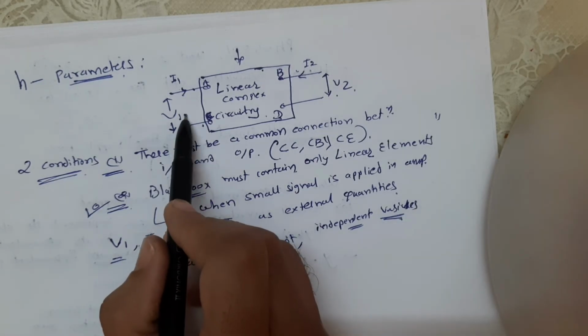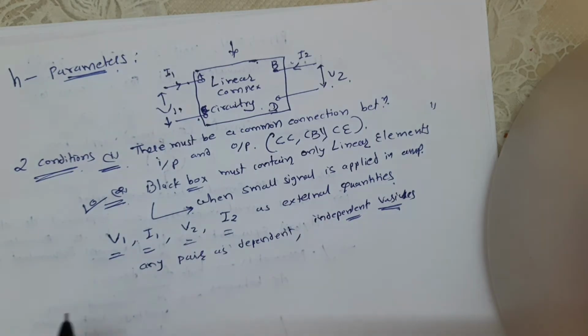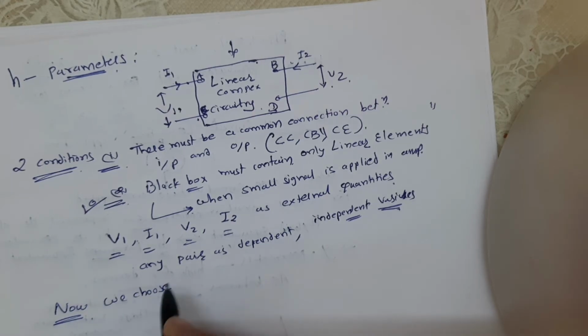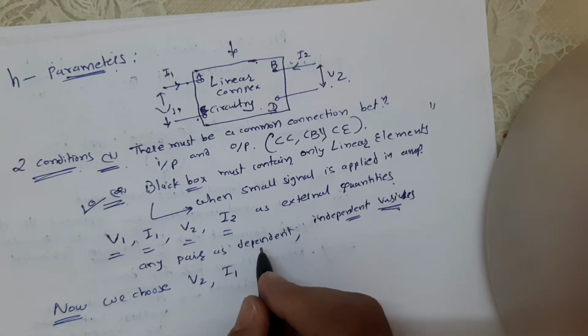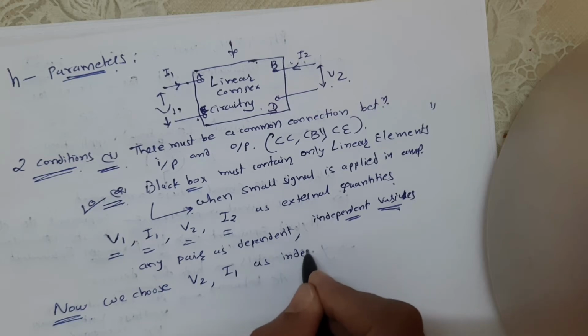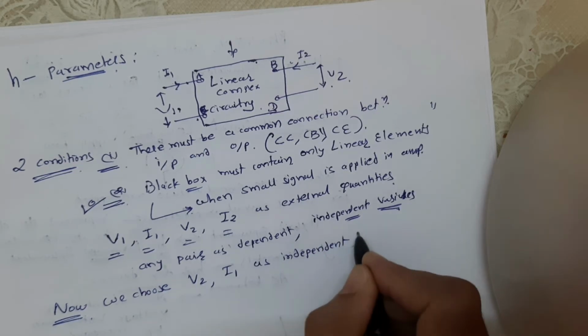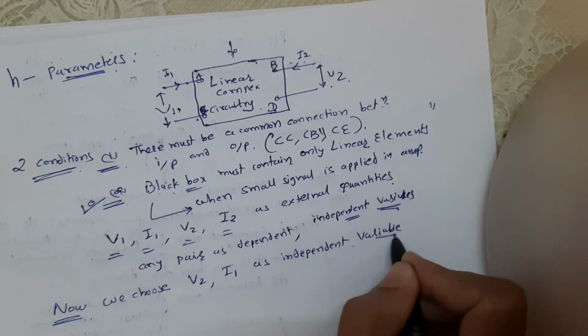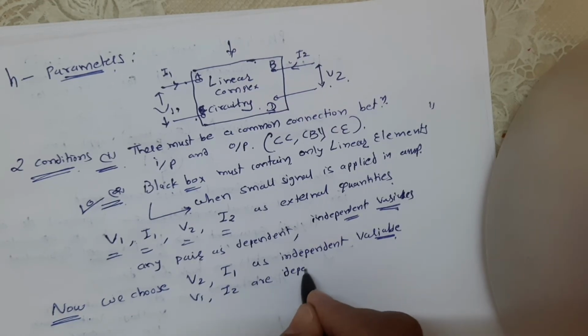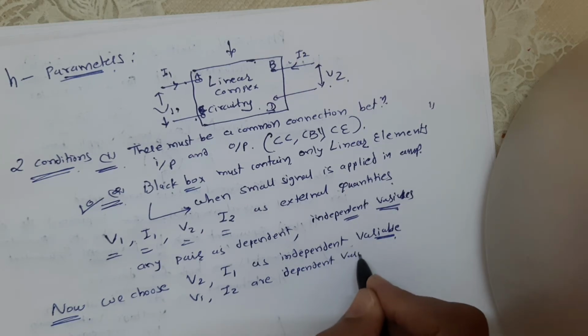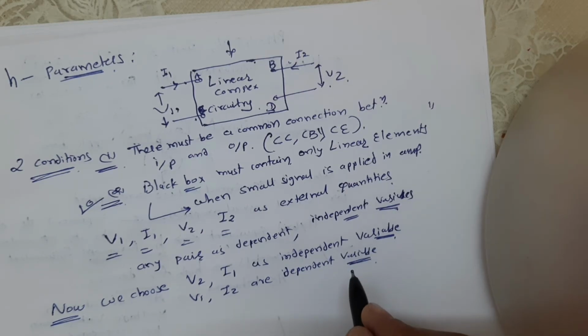Now in this case, V2 and I1 are chosen as independent variables. So now consider we choose V2 and I1, this pair, as independent variables. That means V1 and I2 are dependent variables. The remaining two are dependent variables.